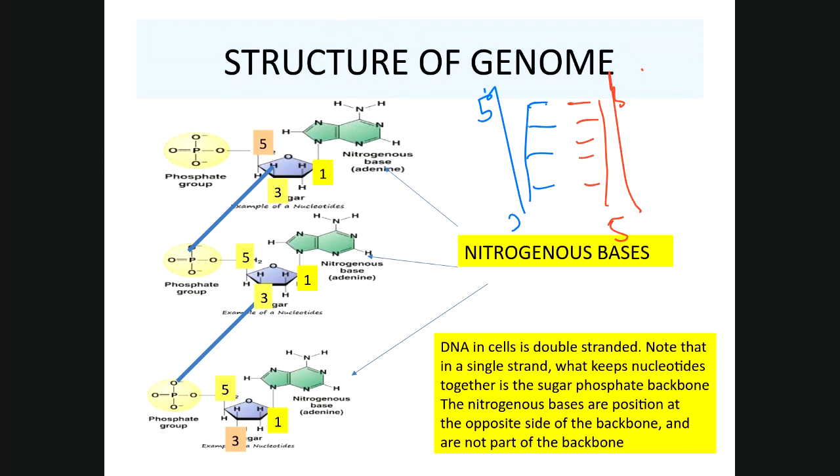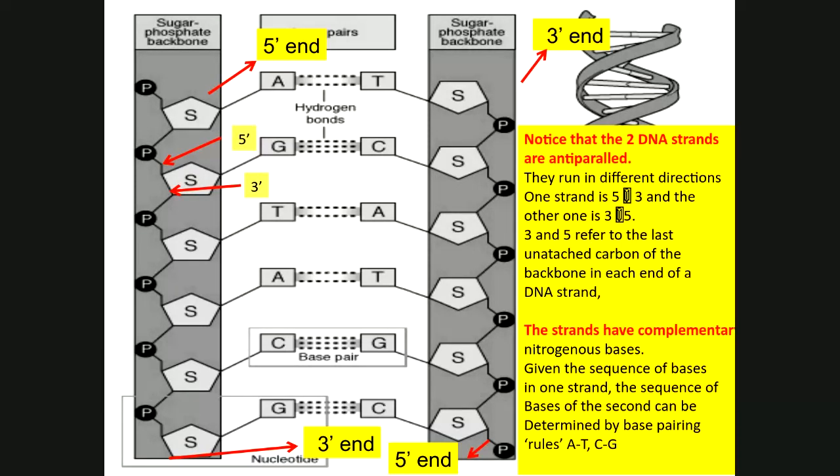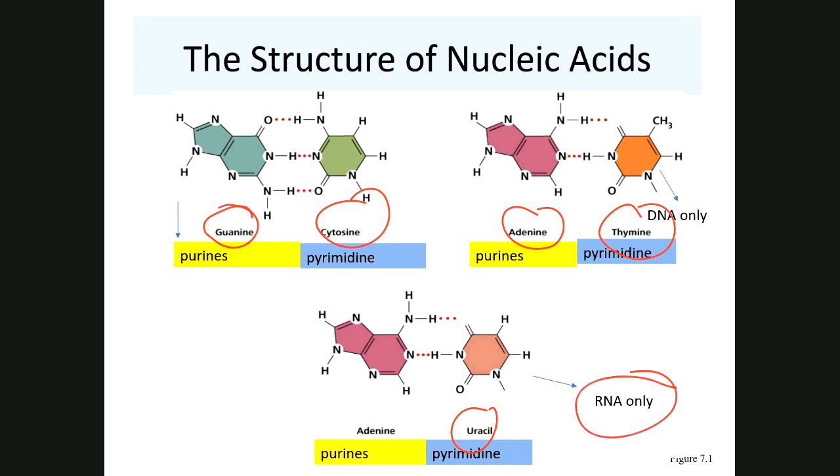All right, so the nitrogenous bases have to face each other, and the nitrogenous bases come in one of two types, purines or pyrimidines. We have two forms of purines. Sorry, we have guanines and we have adenines. We have 3 forms of pyrimidines. We have cytosines, and thymine, and uracil. But uracil is only found in RNA. So in DNA, we're going to have guanines and adenines as purines, and cytosines and thymines as pyrimidines.